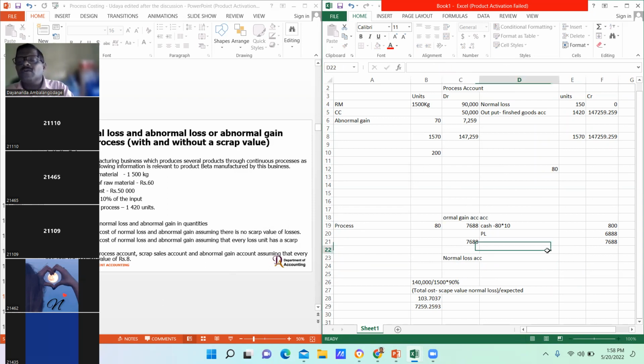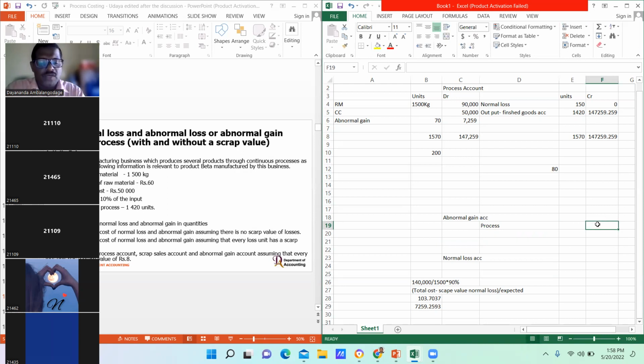Of course, there are no debit entries here. What will happen is, you debit the process account and you credit the particular account. How much? 7259. Then this will be charged to the P&L. That is the abnormal gain account for this scenario.